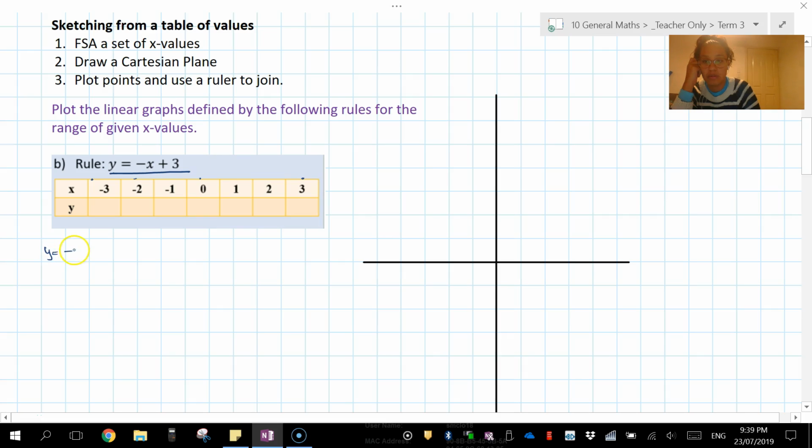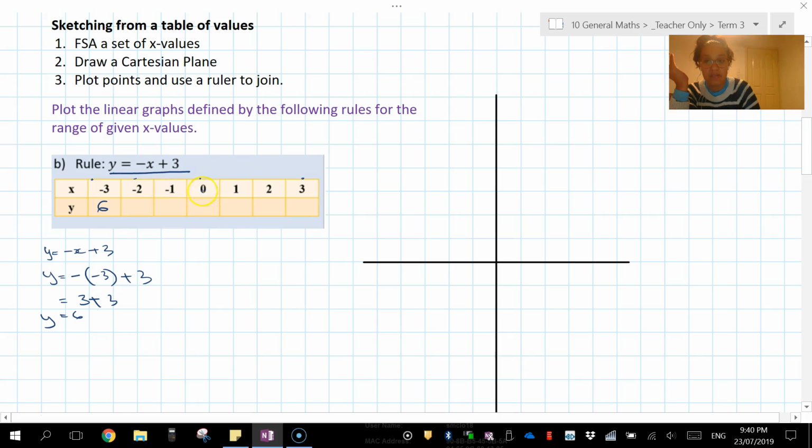y equals negative x plus 3. In this case, because there is a negative here, or in any case, make sure that you put brackets around the value that you're substituting in. So negative bracket negative 3, plus 3. That's essentially saying negative 1 times negative 3 gives us positive 3, plus 3, which equals 6. You might think that's long-winded, but this one here is 6.